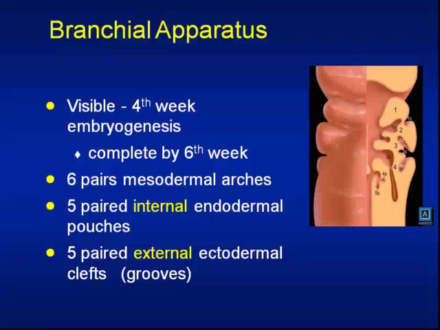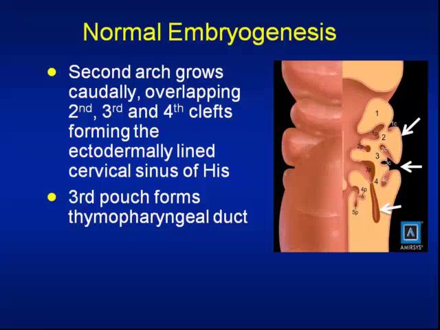Okay, so this one sort of gets everybody's heart rate up, gets a little hypertensive, but I think in general, just a reminder that we all start out the same. We've got 6 mesodermal arches, 5 paired internal endodermal pouches, and then 5 paired external ectodermal clefts. So external ectodermal with a C, cleft, internal endodermal pouch. As that whole apparatus develops, the second arch overgrows the second, third, and fourth cleft to form what's called the cervical sinus of His.